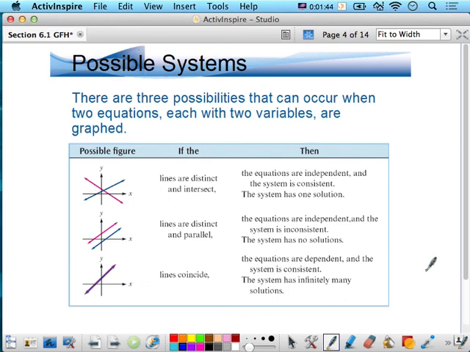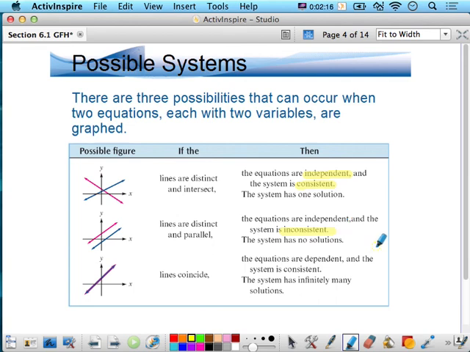When you have two lines, there are several possibilities. First off, maybe the lines intersect, and if they do, they can only intersect in one spot. That is called a consistent and independent system. If the lines are parallel, they never intersect at all, and we say that that system has no solution. And that's usually referred to as an inconsistent system of equations.